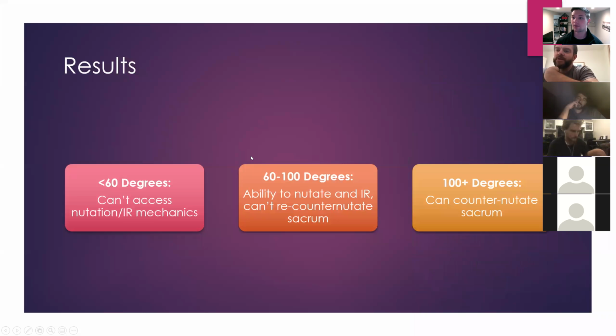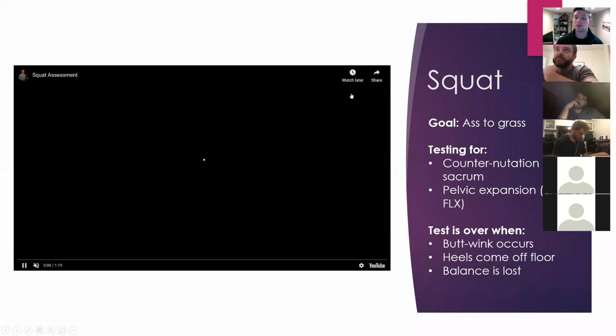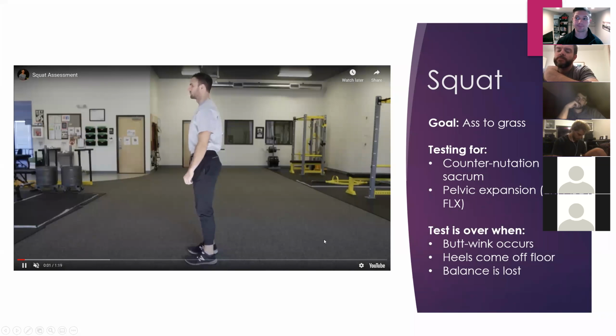Connor, are we saying the first guy wasn't butt winking? I would say no.